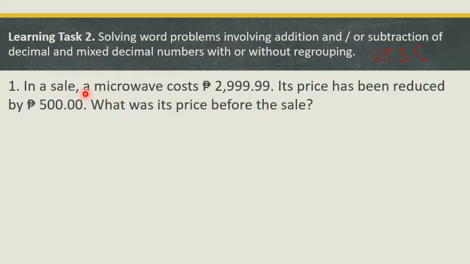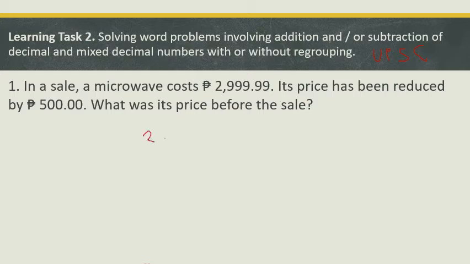Sa isa daw sale, ang microwave ibinebenta ng 2,999 pesos and 99 centavos. Ito daw ay nabawasan ng 500 dun sa original price. Ang tinatanong dito, bago mag-sale, magkano talaga yung halaga ng microwave? Sa umpisa, ang original price ay binawasan ng 500 para makuha itong price na to. Ngayon, ibalik natin yung 500 para makuha natin yung original price. I-add natin yung cost ng microwave sa sale plus 500, ito yung binawas sa kanya.